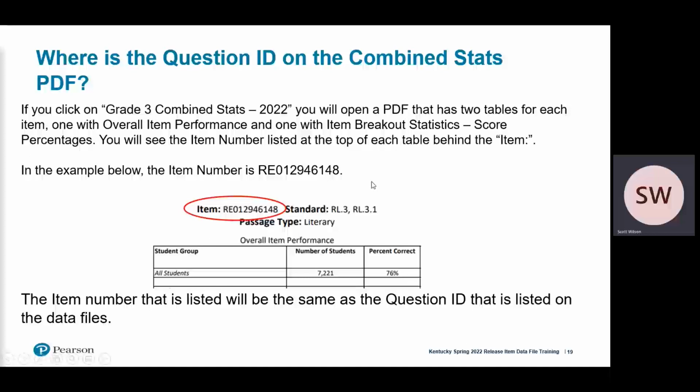Both of the tables are at the state level. So for example, on this item, you'll see the numbers here. There were 7,221 students throughout the state that took this item, and 76% of those students got the item correct. And again, I listed on the bottom of this slide the item number that is listed. So what's circled here is the same as that question ID on the data files.